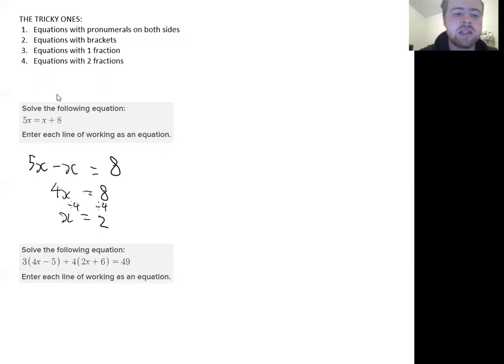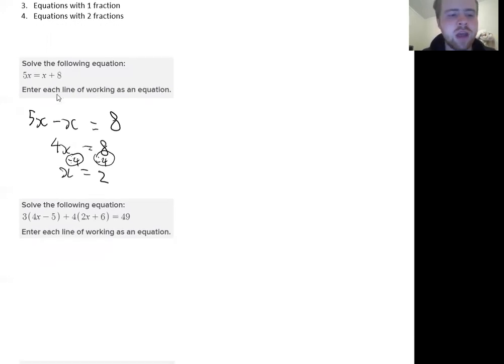Now in MathSpace, you won't be able to write these down. Okay, so just write that next line of working underneath once you've got it there. Okay, so move it all to the one side. Then simplify to get x on its own, or whatever it is, the unknown.